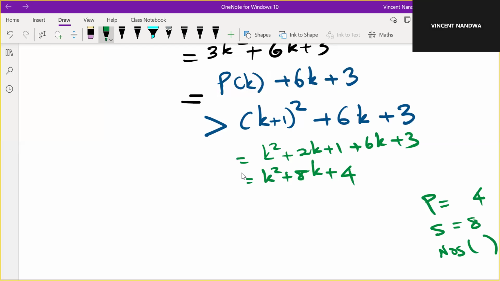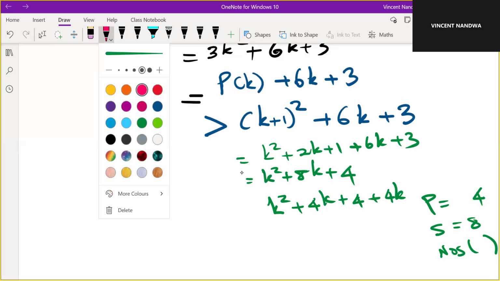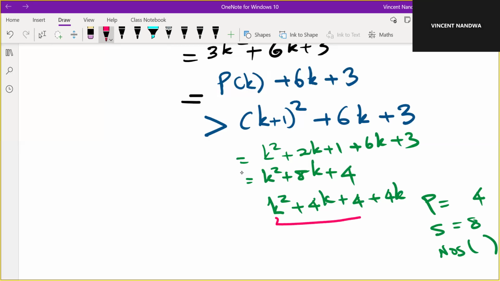So what if I write this one as k squared plus 4k plus 4 plus 4k. We will not have contradicted, we will not have changed the problem. It's still the sum is 8k, okay? But if you split 8k as 4k plus 4k, it will give the same value, okay? And then now we can actually do the factorization of this. So now product is 4, sum is 4 for the first part.